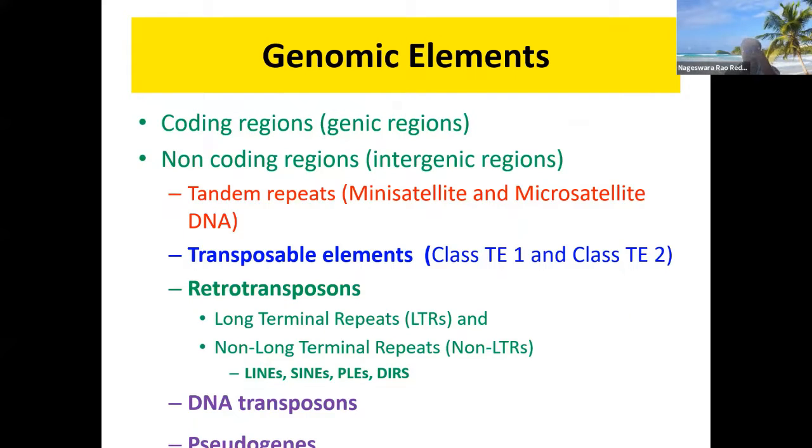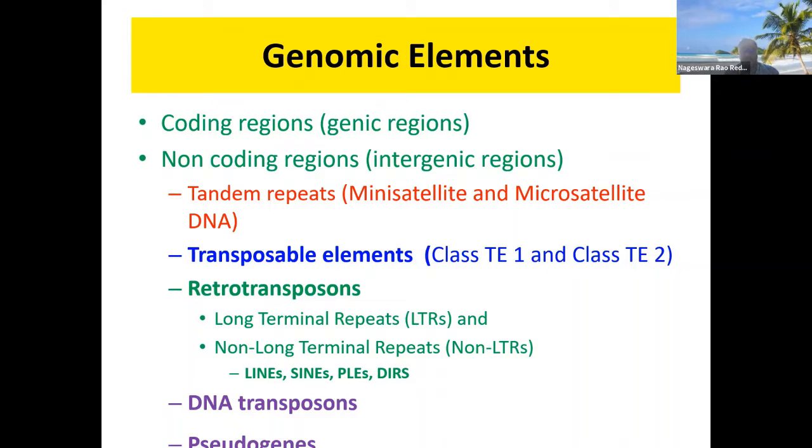Coming here again, the non-coding regions are classified into four types: tandem repeats, transposable elements, retrotransposons, DNA transposons, and pseudogenes. We've also seen that tandem repeats are classified into two types: minisatellites and microsatellites. Transposable elements are classified into two types: class TE1 and class TE2. And retrotransposons are classified into two types, known as long terminal repeats and non-long terminal repeats.